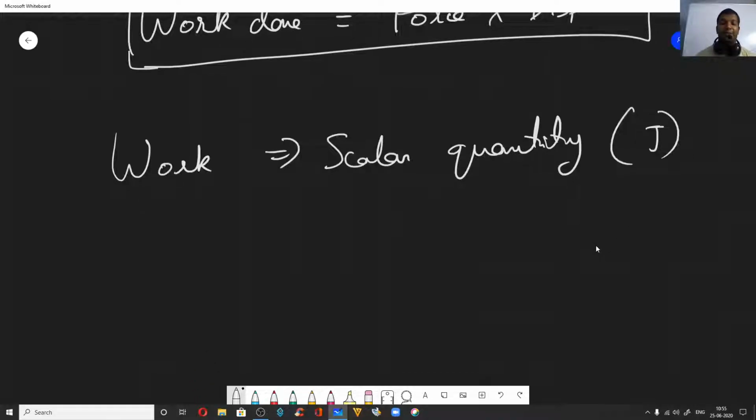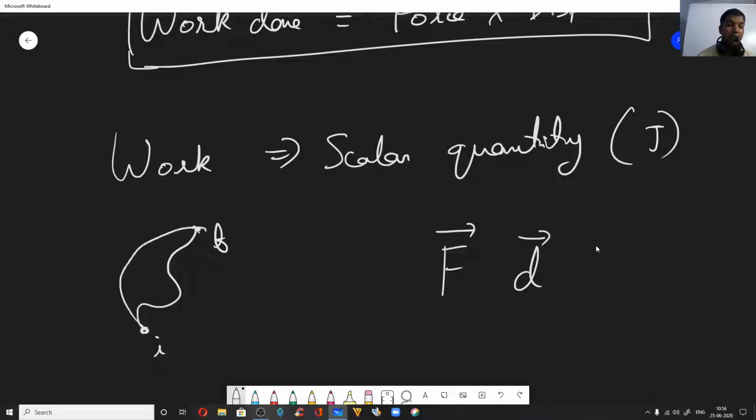Now, you know that force is a vector, correct? Say F is the force, and displacement is also a vector. It is the shortest distance from the initial point to the final point. For example, if this is the initial point and this is the final point, no matter how you go, whatever be the path, the displacement is always given from the initial point to the final point at the shortest distance.